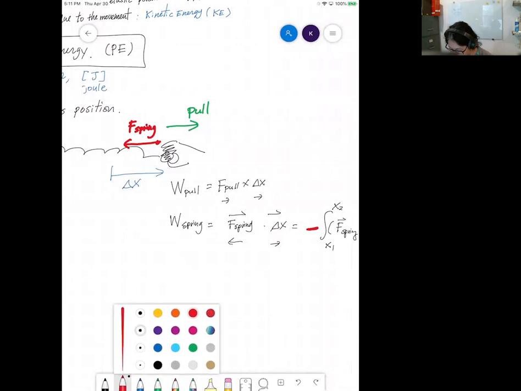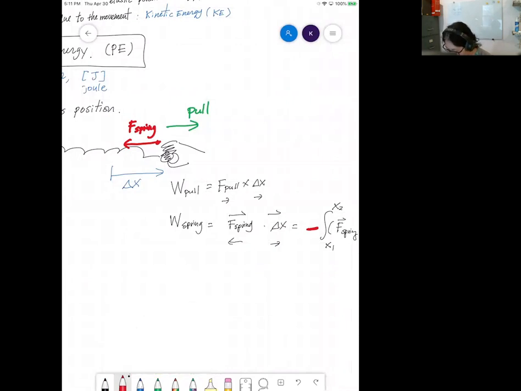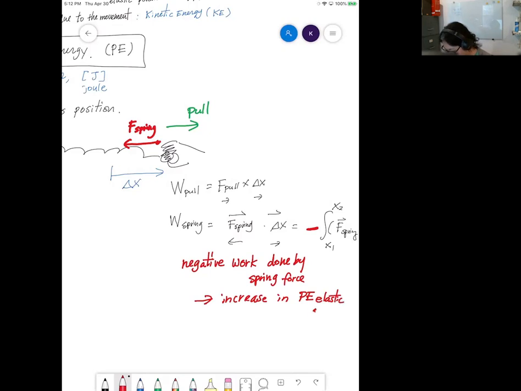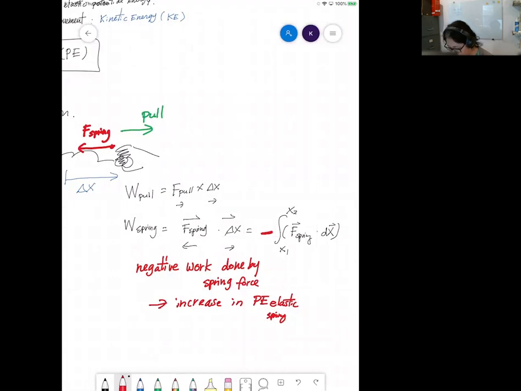So let's see. This was a little bit thick, so I'll change to this size. So this negative work done by the spring force implies an increase in potential energy due to the elastic force or spring force. This is the same thing as a spring force, right? So doing the negative work means that it's storing up energy. Therefore, increasing potential energy.